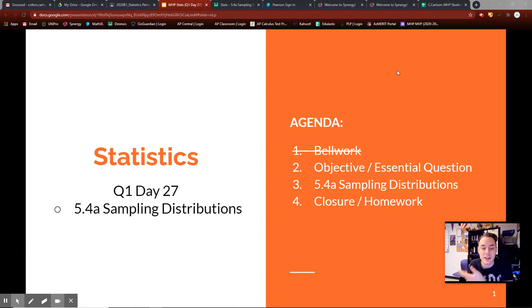And today what we're going to be doing in statistics is 5.4a, sampling distributions. What is sampling distributions? Well, it's similar to probability distributions, but just with some stats involved.